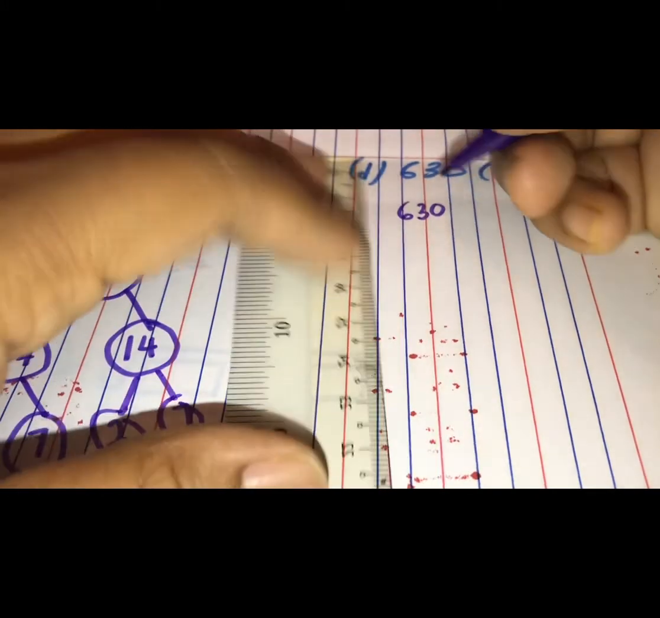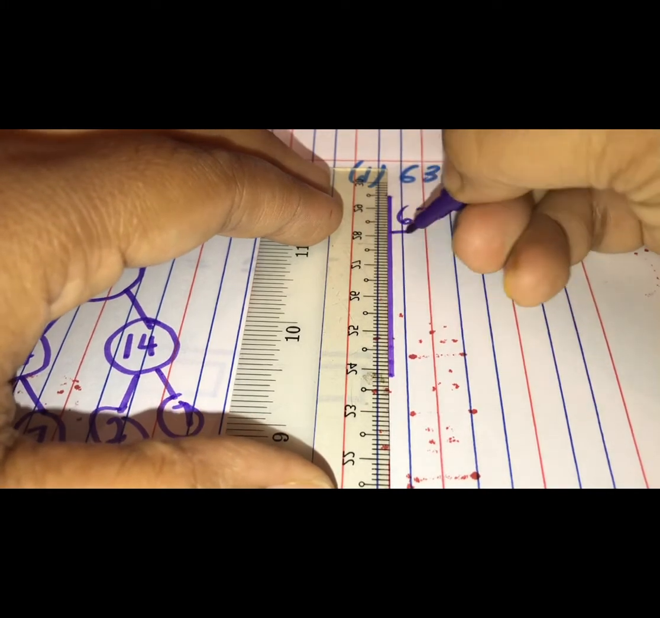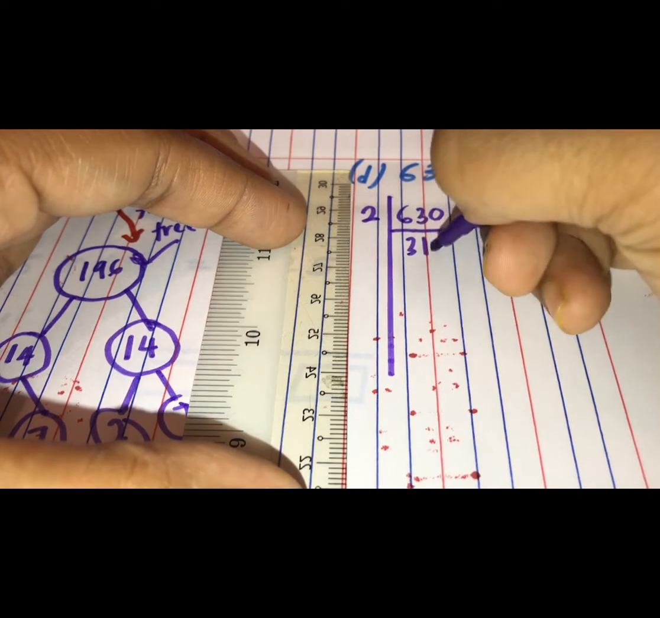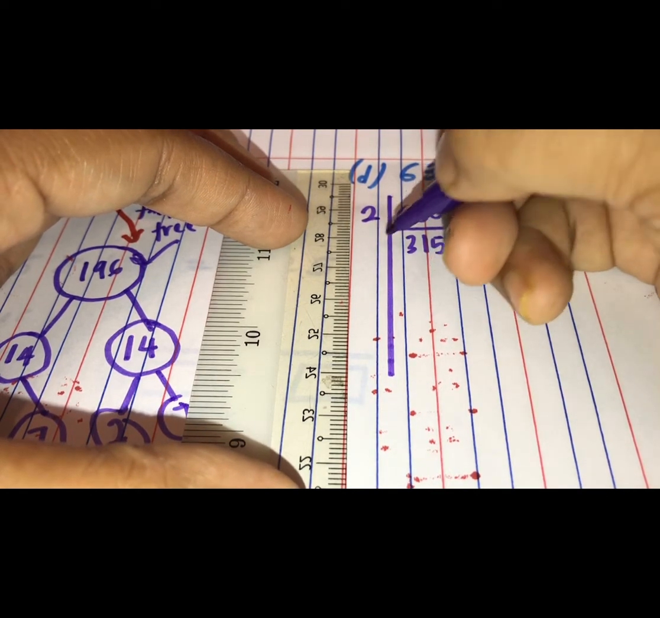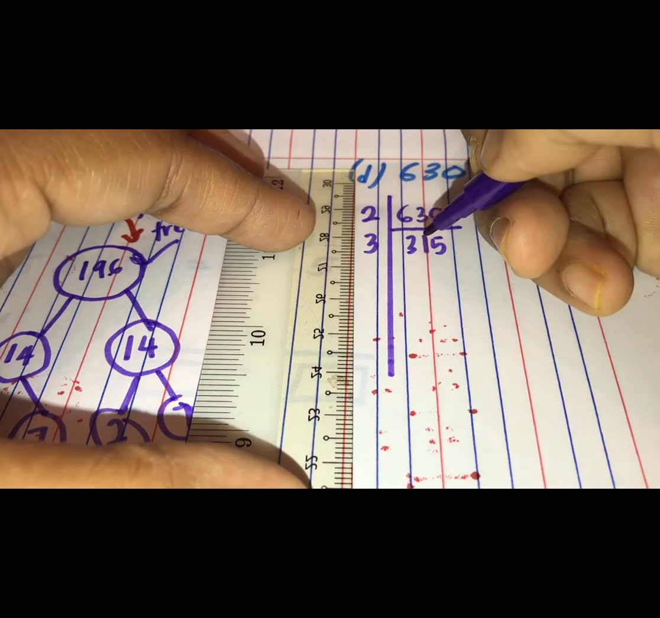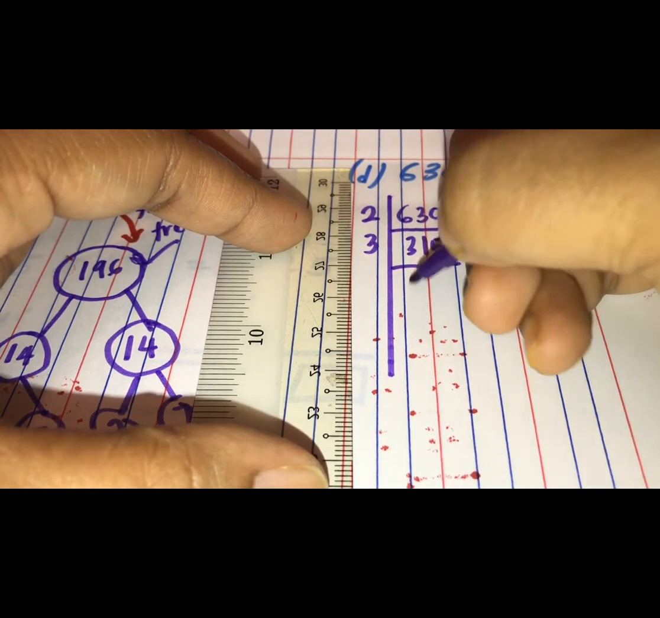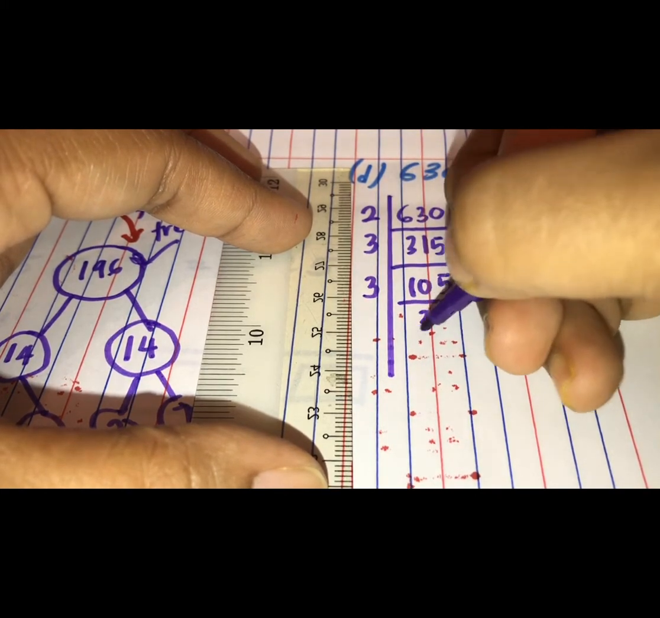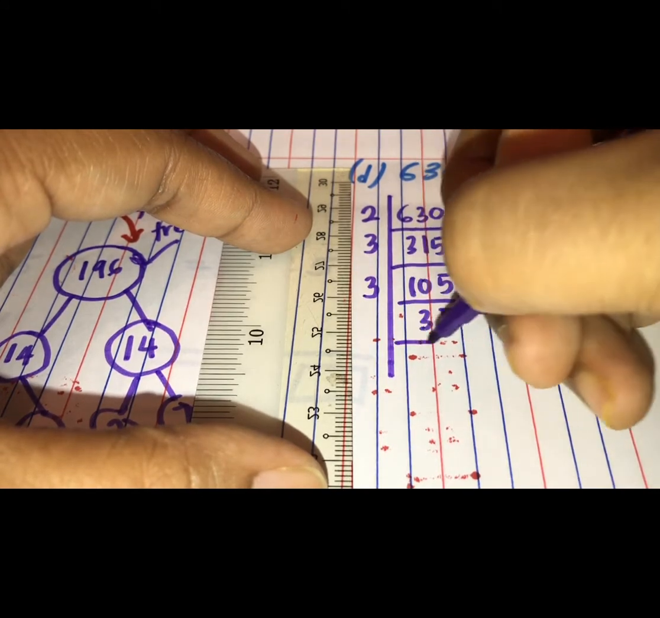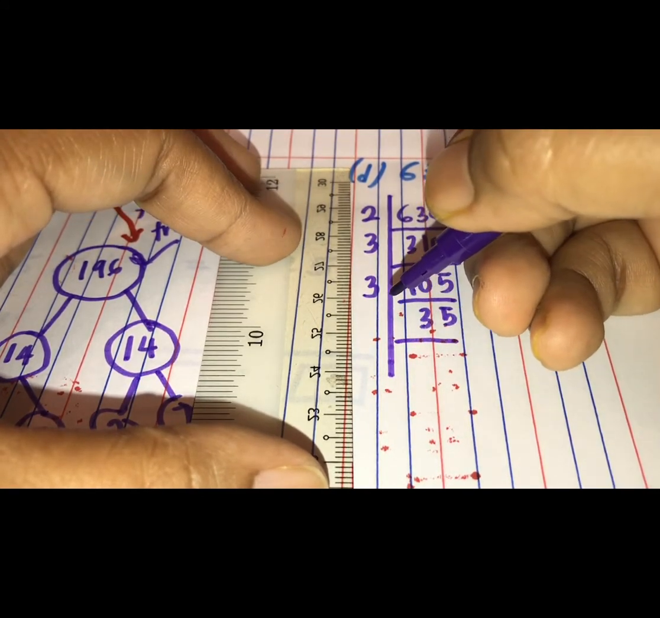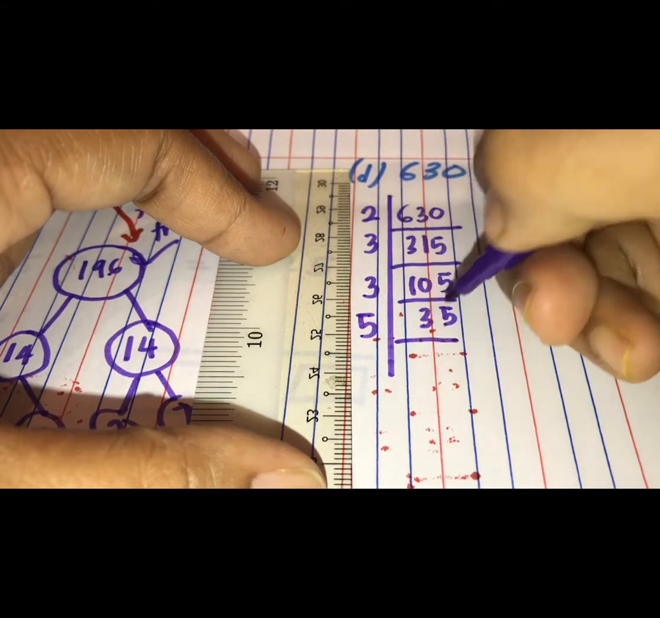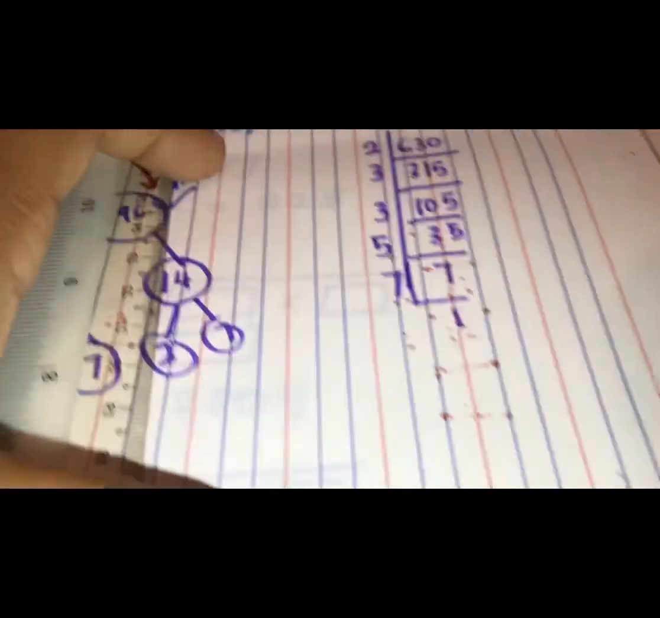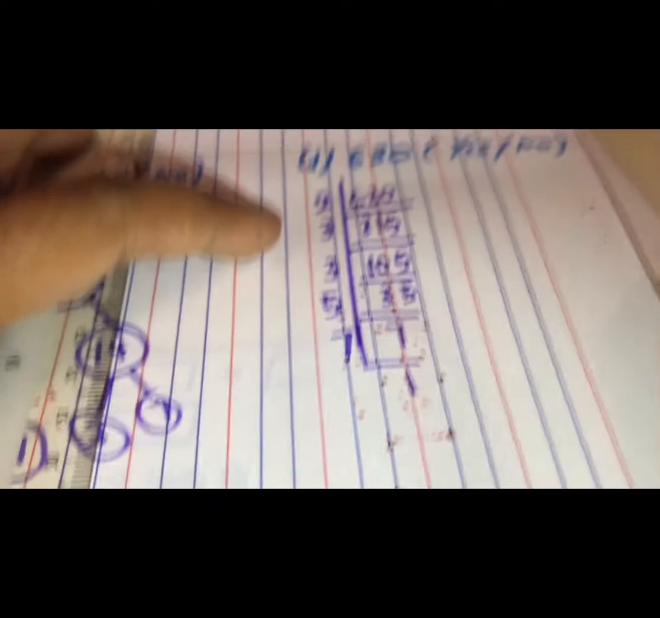So for question D, 630, I use repeated division. Okay, so start with 2 first. 630 divided by 2, you get 315. Okay, and then you cannot choose 2, you choose 3. 315 divided by 3, you get 105. And then 105 divided by 3, you get 35. Okay, so you cannot put 3, you can write 5 also. 35 divided by 5, you get 7. And then 7, you get 1.